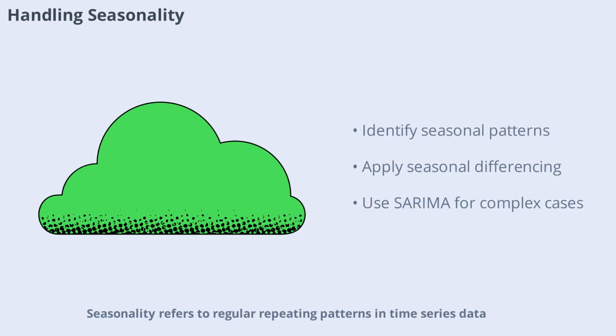Seasonality refers to regular, repeating patterns in time series data, such as higher sales during holidays. ARIMA can handle seasonality by incorporating seasonal differencing or by using SARIMA models.